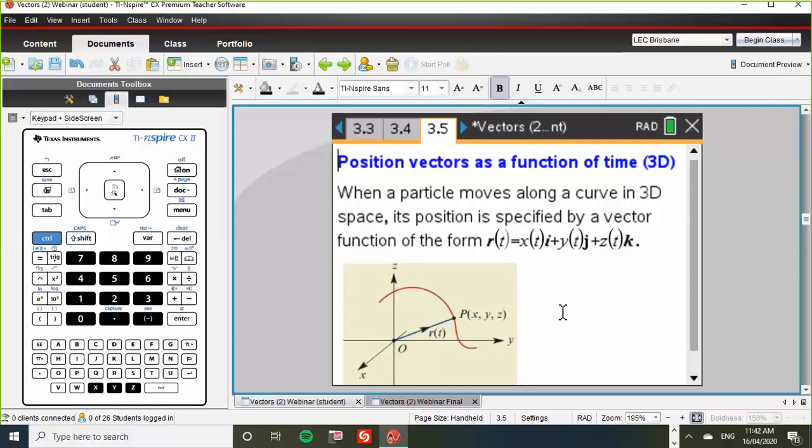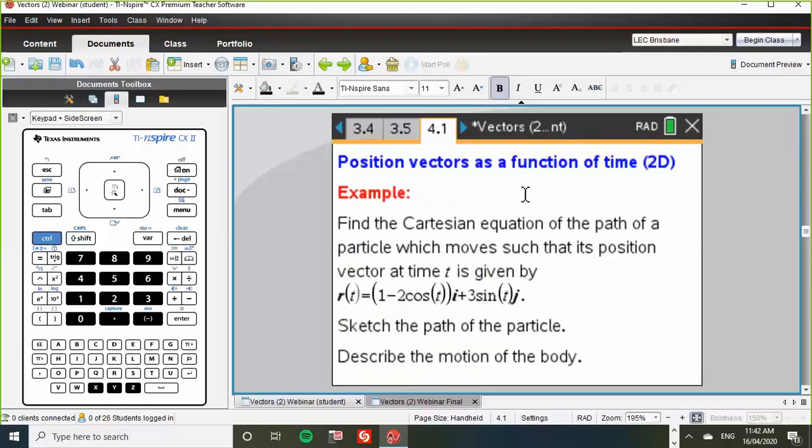vector k. A popular example of this is a particle that moves in a helical path, or in the form of a helix, where it spirals up. So it's circling, but also travelling upwards in the z direction. We go to the next page.